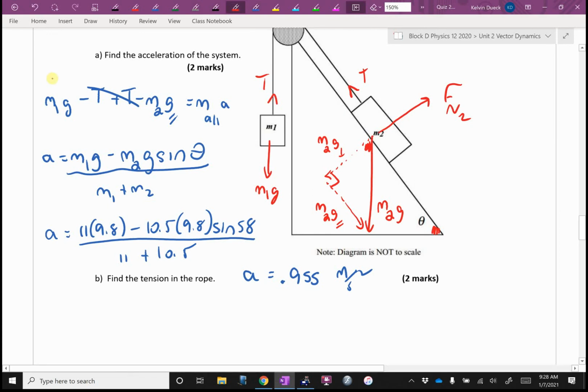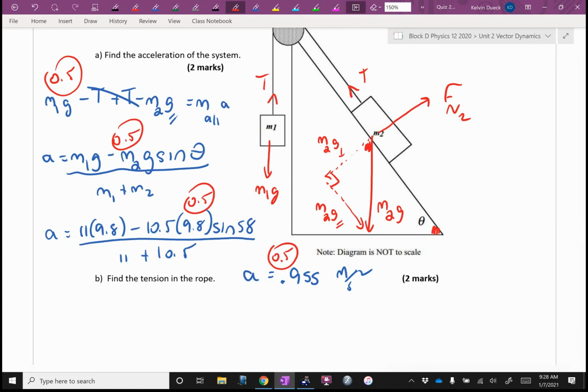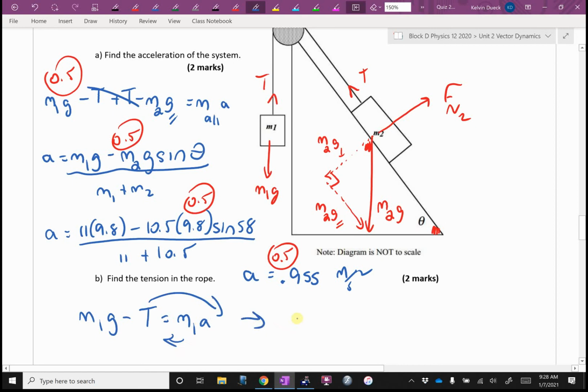2 marks for that. I would give you a half mark for this line, a half mark for that line, a half mark for doing the trig, half mark for the numbers, and a half mark for the answer. Find the tension. Which mass would I probably use to find the tension? Even though technically M2's tension is a winner, it's just much easier to work with M1. So I would go M1G minus tension equals M1A, and then just do the swappy dance. M1G minus M1A equals tension. Way easier.